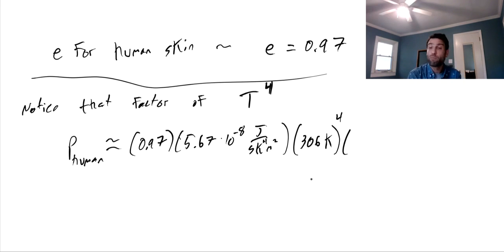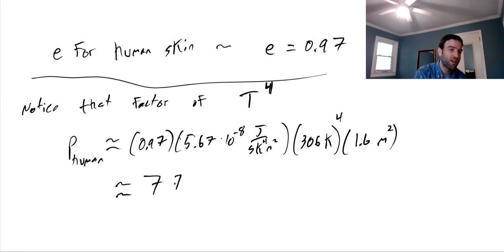And then the typical surface area for a random adult human. Anyway, it's something in the ballpark of 1.6 meters squared. This is kind of for a person on the smaller side of things, I suppose. Plug in all of those numbers, and that's about 772 watts, right?